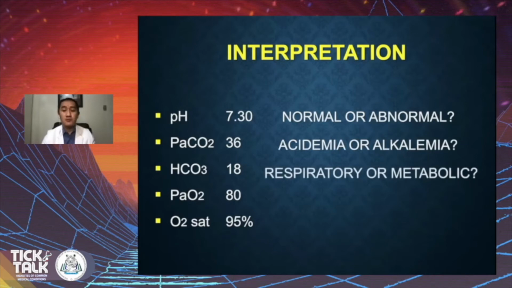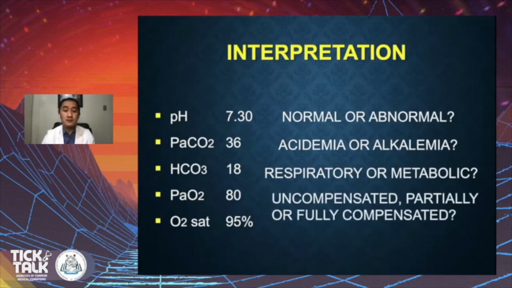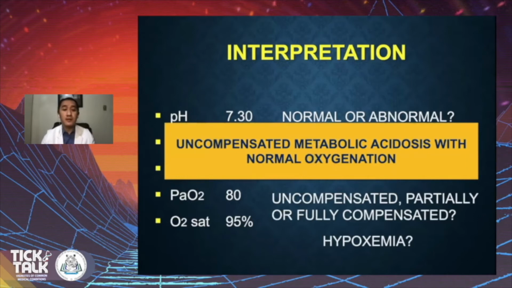Is it respiratory or metabolic? Then you can see that the arterial CO2 is normal and your bicarbonate is low, so it's more of metabolic. Is it compensated? If it's compensated, is it partial or full? Since your arterial CO2 is not compensating, it's uncompensated. Is there hypoxemia? Your O2 sat is 95, so there's no hypoxemia. So the final interpretation is uncompensated metabolic acidosis with normal oxygenation.